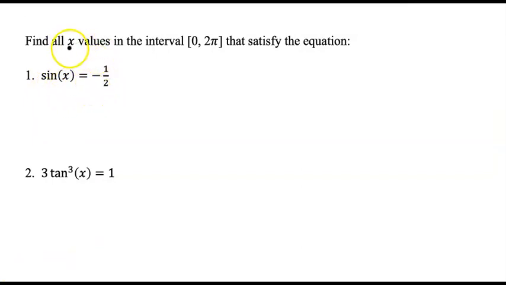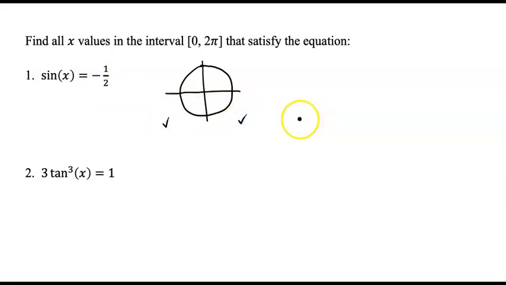So we want to find all x values in the interval from 0 to 2 pi for which this is true. So I want to find all these angles, we're going to call x in this case, that give us a sine of -1/2. So if I'm thinking about this in terms of a unit circle, well, sine being negative, that means our y value is negative. So that means this can be in the 3rd or the 4th quadrant.